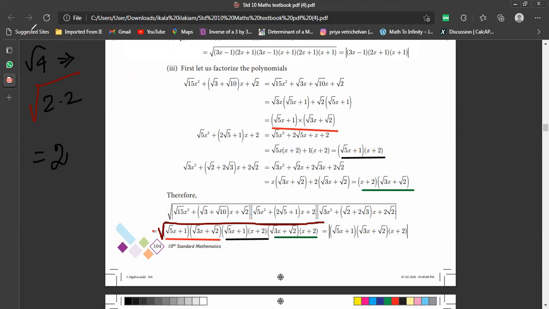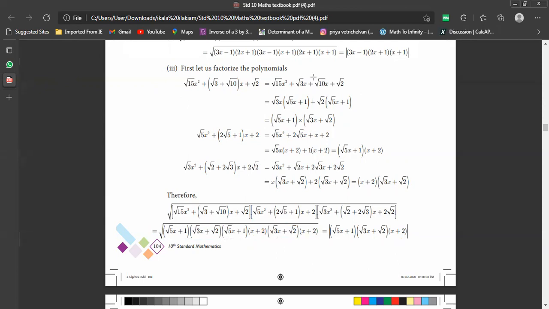Yeah. Okay. So now you just check whether you have repeated terms or not. Root 5x plus 1, root 5x plus 1. So you can take 1 root 5x plus 1 as a square root. Root 3x plus 2, root 3x plus 2. So you can take 1 root 3x plus 2 as common. x plus 2, x plus 2. So take 1 x plus 2 as the square root of this. Understood, Manasi? Yeah. That's all about this. I hope it is clear.